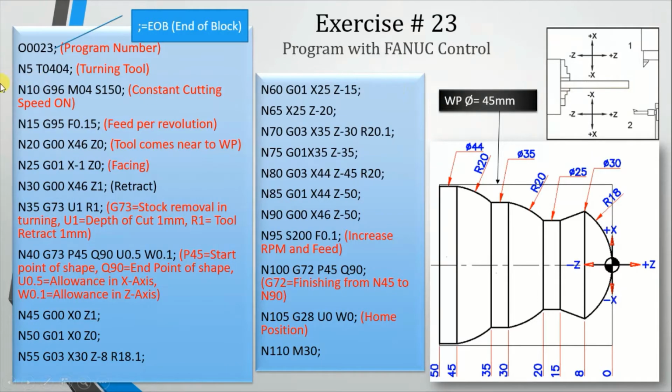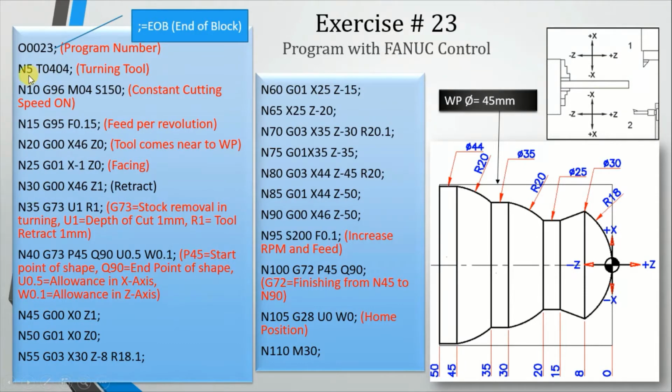Let's start the program. When we make a program with the FANUC control, even for a lathe machine or milling machine, we have to give a program number, and this program number starts with the letter O, and then you can give any 4 digits. It can be O1234, O1111. Since this is our exercise 23, I gave O0023, and this is called end of block. It means that I have finished this block. Now I will go to the next block.